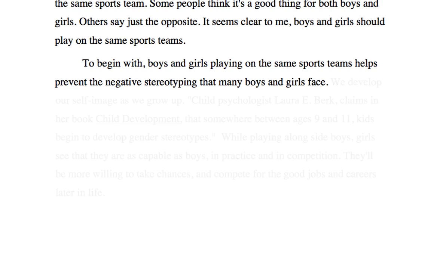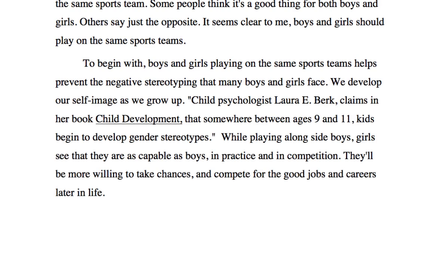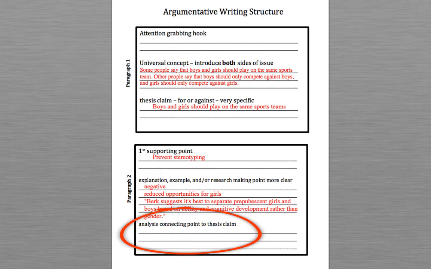The next sentence or sentences are explanations. You want to say the point again, but now you want to use different words. Often your research fits here. The last sentence in the paragraph restates the connection between the point and your overall claim.